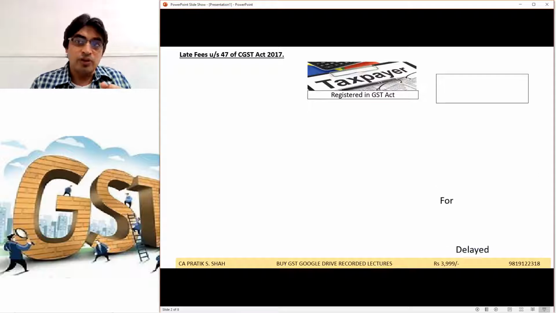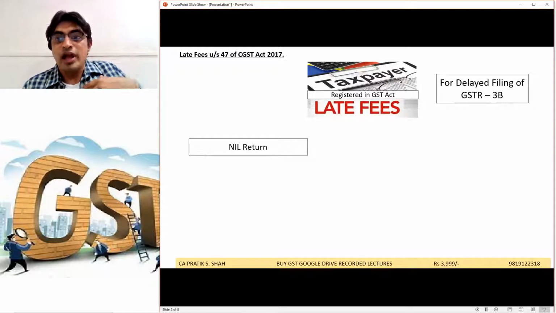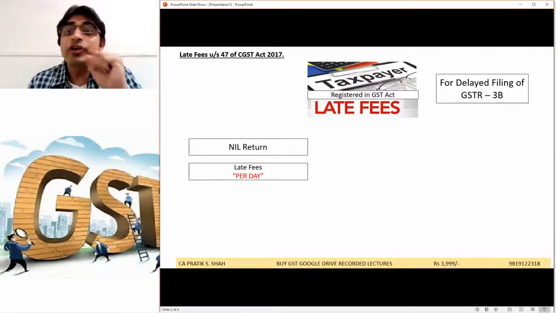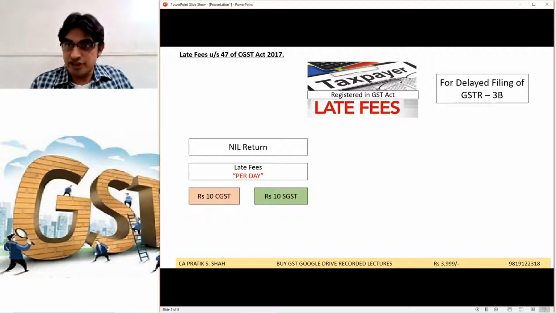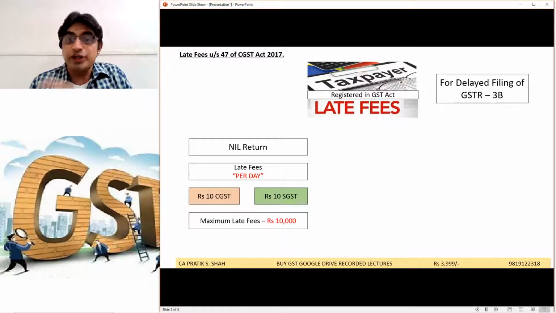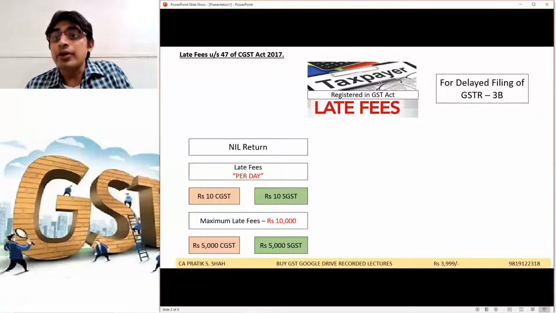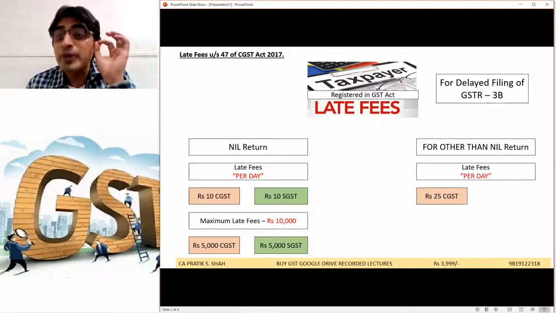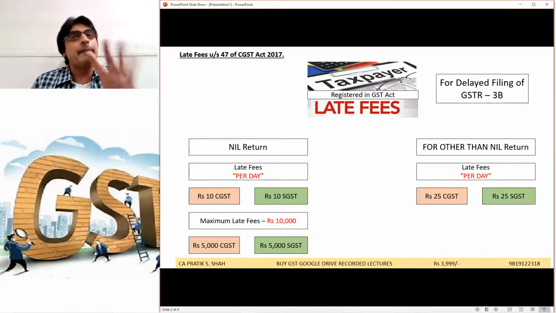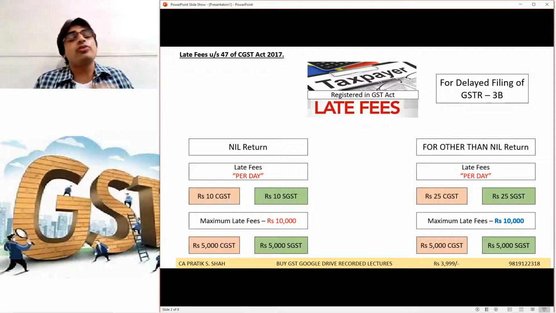So part one, late fees prior to the introduction of the Amnesty Scheme. What was the late fees prior to the scheme? Suppose I was a taxpayer filing a nil GSTR 3B. What was the applicable late fee per day? Rupees 10 CGST, rupees 10 SGST, with a maximum restricted to 10,000, that is 5,000 CGST, 5,000 SGST. For other than nil return filers, late fees was 25 rupees per day CGST, 25 per day SGST. Maximum was the same, 10,000, 5,000 CGST, 5,000 SGST. So it was a substantial amount of late fees.